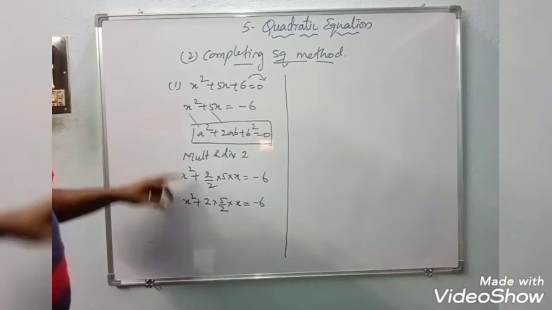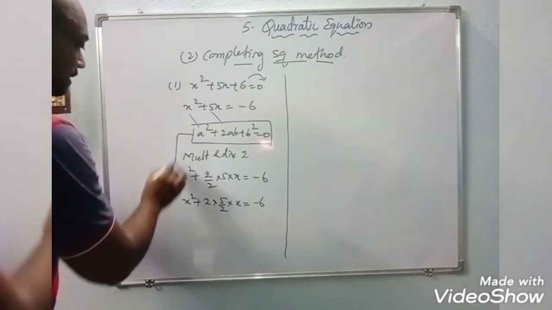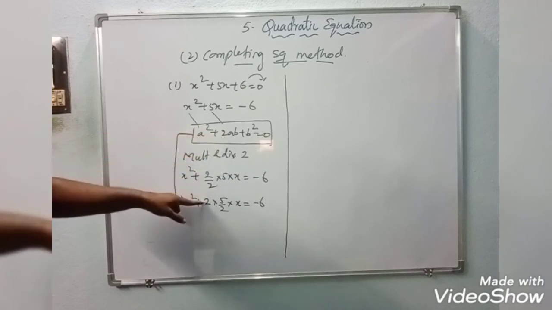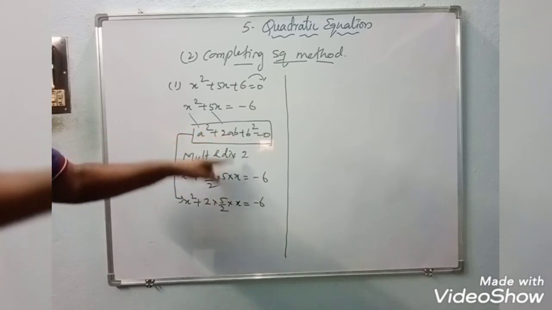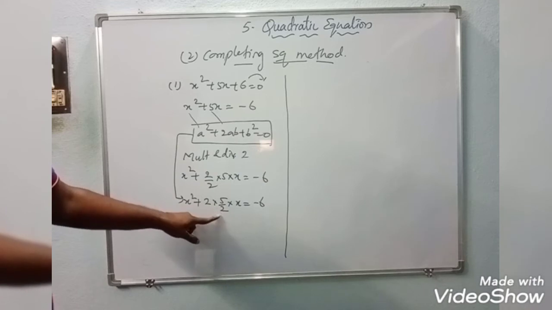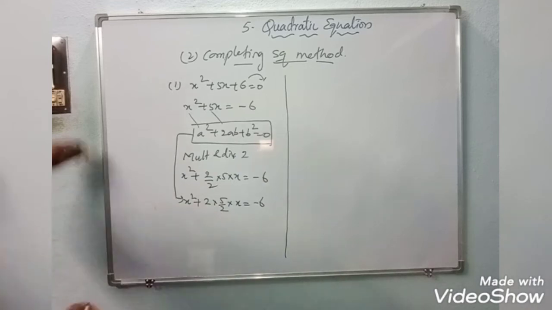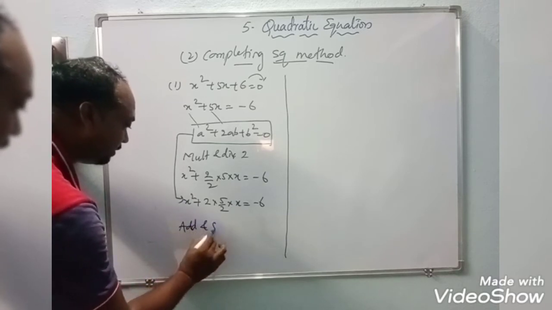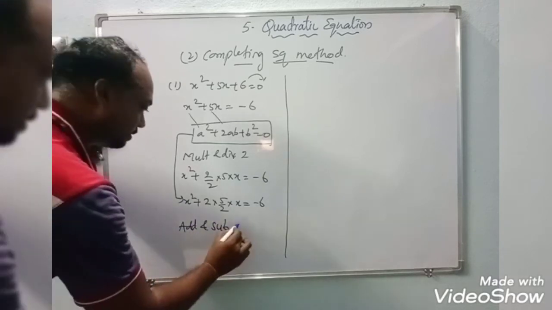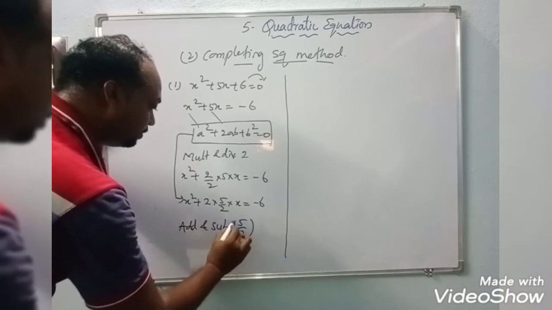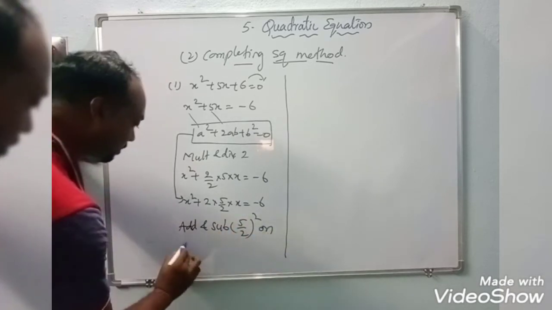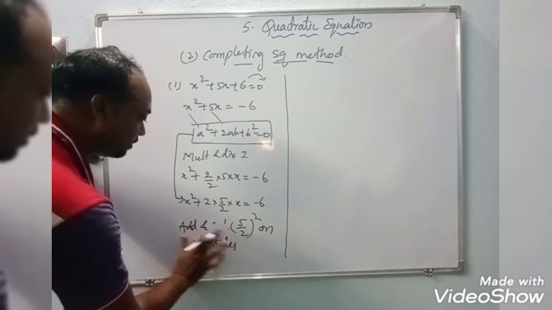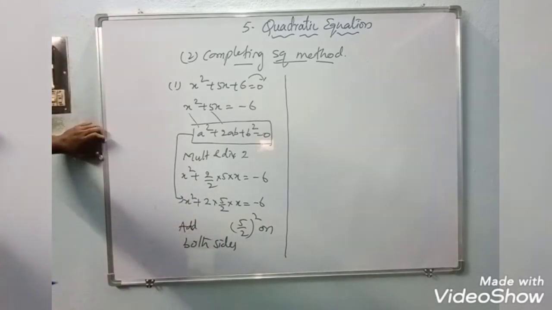Now if I compare with the equation a² + 2ab, as per the formula, 2 is there, the a value is x, and the b value is 5/2. So I am getting the value of b as 5/2. So I can write this as: add and subtract (5/2)² on both sides. Now add (5/2)² on both sides.